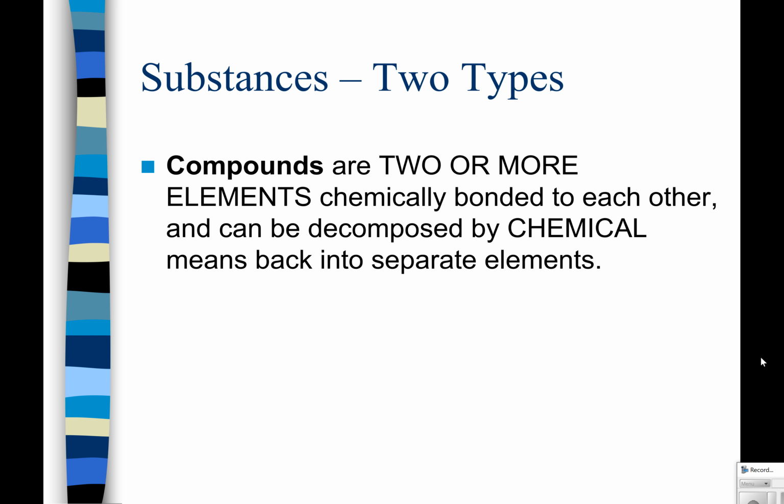Compounds are going to have two or more elements that are chemically bonded to each other. And as I said, they're going to be in a set ratio. But compounds can be decomposed by chemical means back into their separate elements. We could take that sodium and that chlorine atom that are combined in sodium chloride, and we can, with certain techniques, separate them so we're left with sodium and chlorine, which would be by themselves two pure elements.